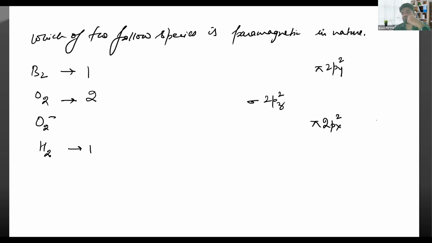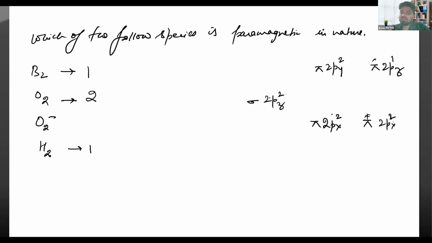Then we'll have again pi anti-bonding 2px and pi anti-bonding 2pz. Now 6, 7, 8, 9. It is going to have 2 electrons here, and here is 1. How many bonding electrons are there? 1, 2, 3, 4, 5, any 10. Are you getting my point? Yes.